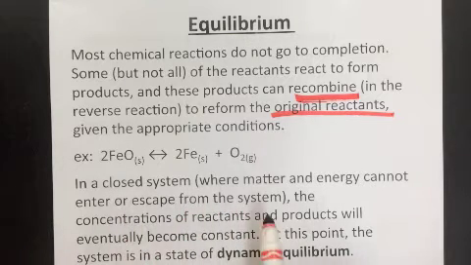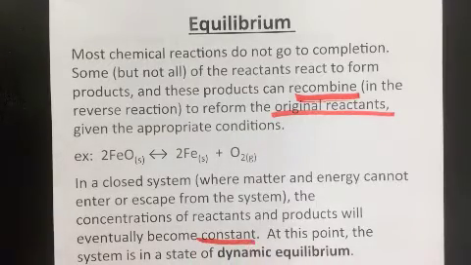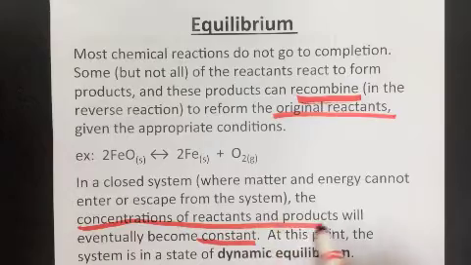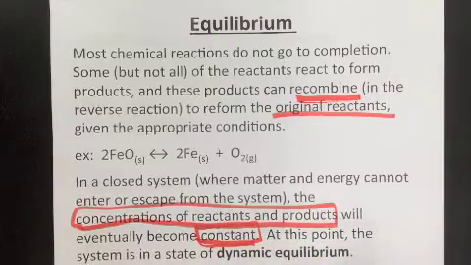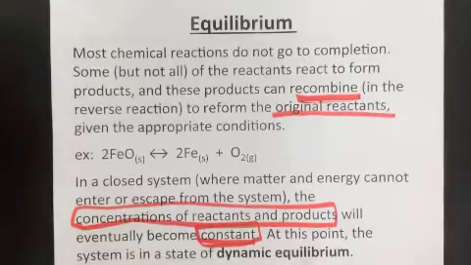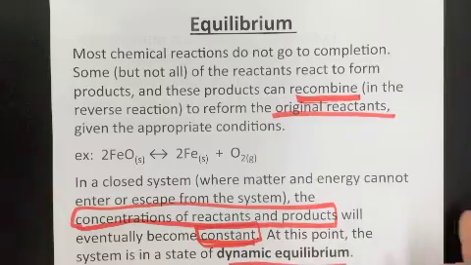In a closed system where matter and energy cannot enter or escape, the concentrations of the reactants will eventually become constant. So this is going to be a key thing here. Concentrations of reactants will eventually become constant. Not necessarily equal. That's not where the equilibrium comes in. The concentrations of the reactants and the products will become constant, meaning they're not going to change. Not necessarily equal though. At this point, this is called the dynamic equilibrium.